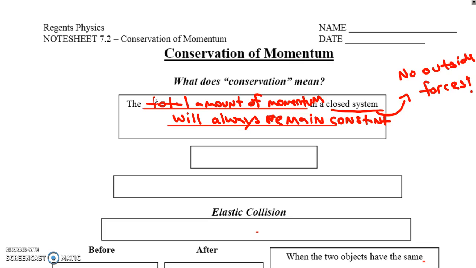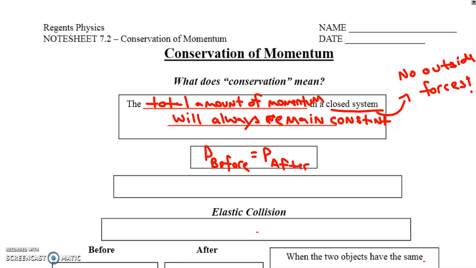So what this comes out to, and you see this in your reference tables, is the total momentum of all the objects, two or more, before a collision, is equal to the total momentum after a collision. So if I sum the momenta before and I sum the momenta after, those two are equal. And remember, too, that momentum is a vector, so we have to account for the directionality to it.